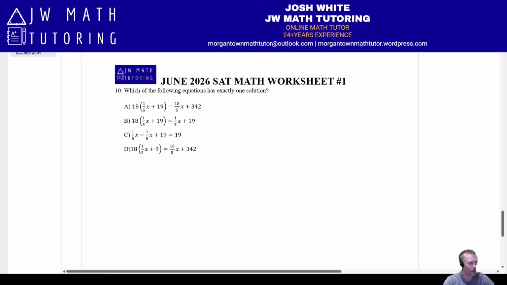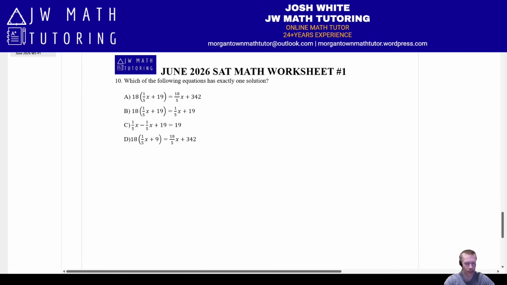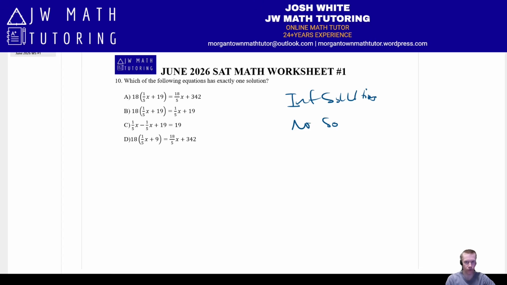All right, so next, top of the next page, problem number 10, the last problem here on this June 2026 official test problem set, worksheet number 1. Which of these following equations has exactly one solution? A lot of these look pretty similar. If we work these out, 3 of the 4 are either going to be infinite solutions or no solution. 1 of the 4 will have exactly one solution, one numerical value.